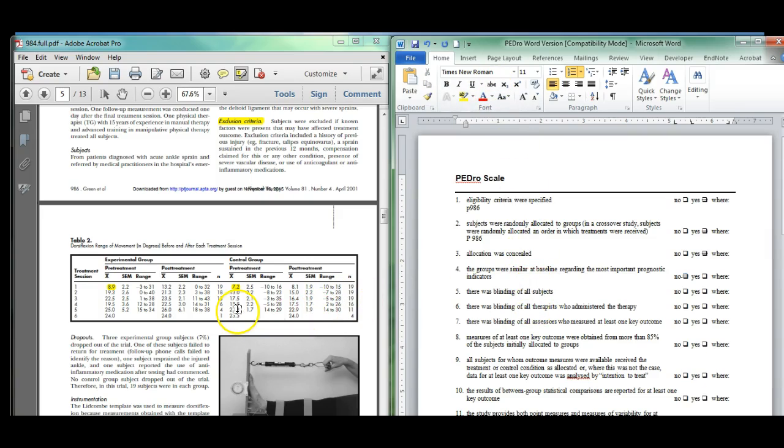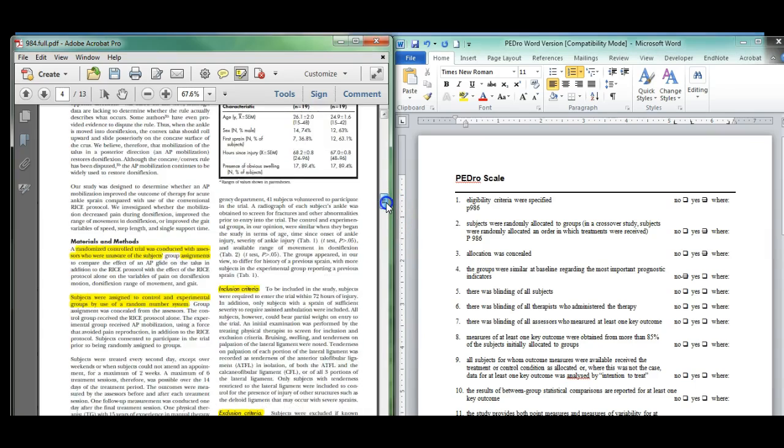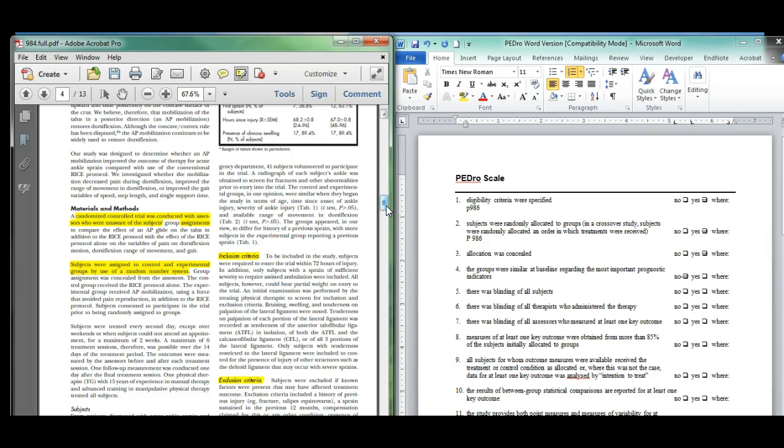There was blinding of all subjects. Again, you're going to go back into the methods and determine whether or not the subjects were blinded to the treatment group. As we look at blinding, it appears that the subjects were not blinded to the treatment. And that makes sense, right? Because if you're doing a joint mobilization or a manual therapy technique, subjects are going to know whether or not they received the treatment. There isn't any reference to the subjects being blinded to their actual treatment, so in that case, again, we're going to click on the no for blinding of subjects.